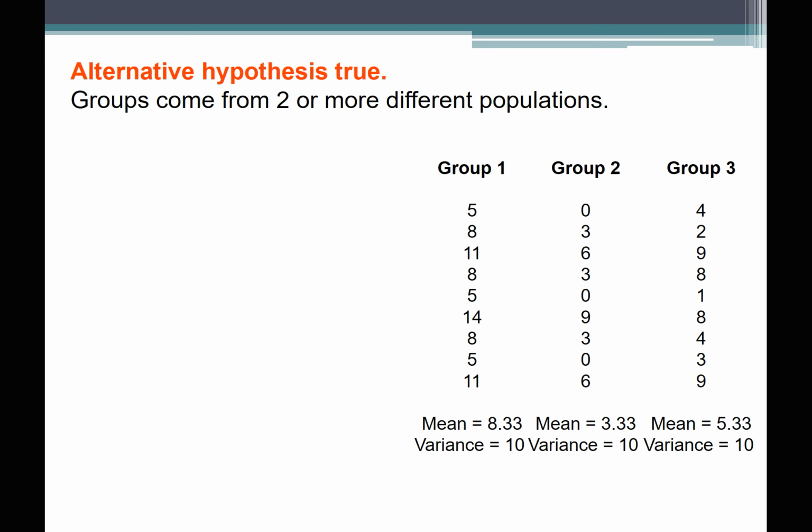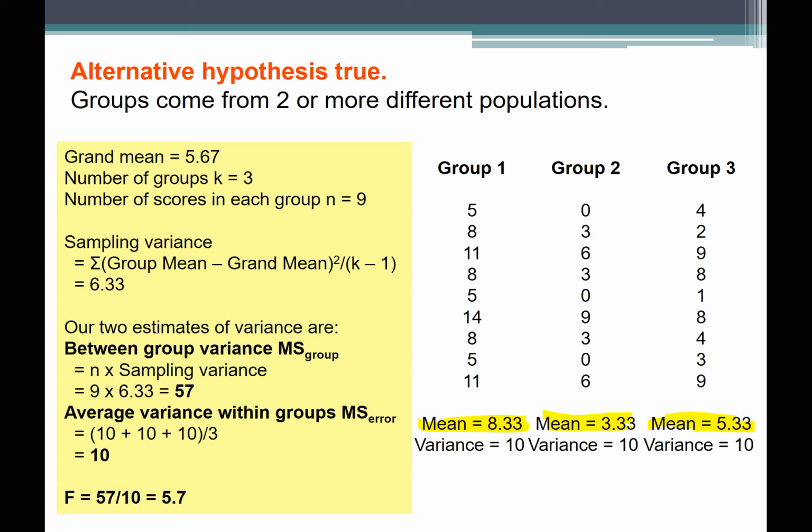So what does it look like if our alternative hypothesis is actually true and at least one of the groups is different from the others? So here we see, again, 3 groups. Now we have 3 different means, right? So our grand mean, 5.67, that's the mean of these 3 means.